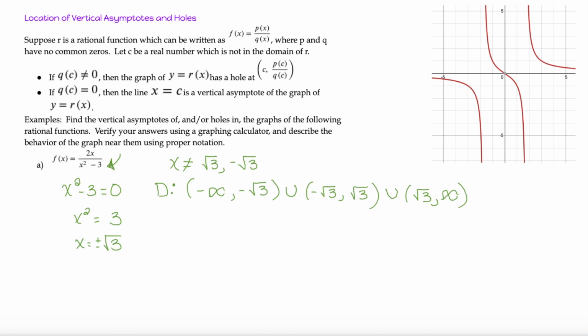Since we are not able to cancel anything, we have no holes in the graph. So I'll just make a note that we had no cancellation of common factors. So there are no holes.